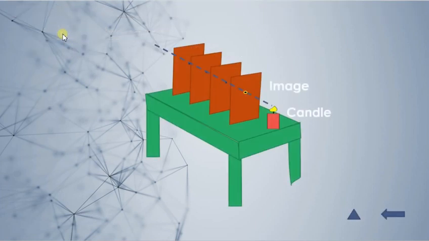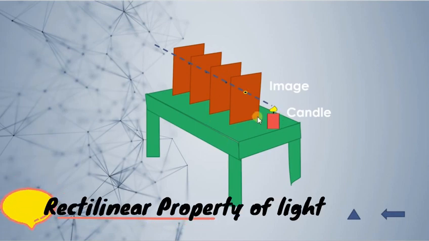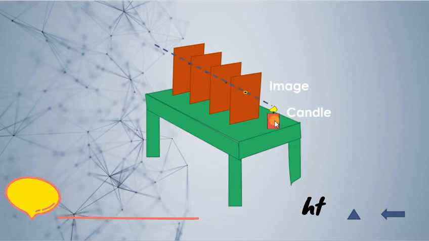Now with this image you will be able to understand the rectilinear property of light. So here the candle is placed, right, and all the four cardboards are in line with the candle.